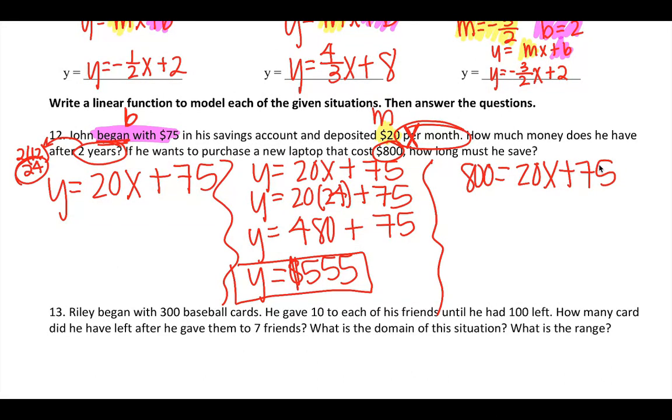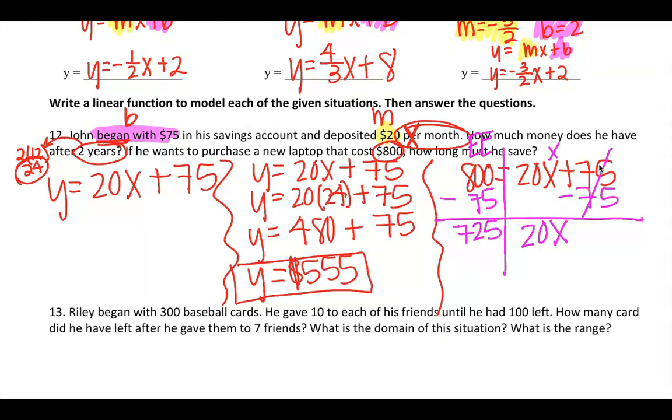So this time I'm solving for x. I'm going to draw my line down the middle, subtract 75, subtract 75. So I'm left with 20x equals 725. And then I divide everything by 20. And you should end up with x equals 36.25.